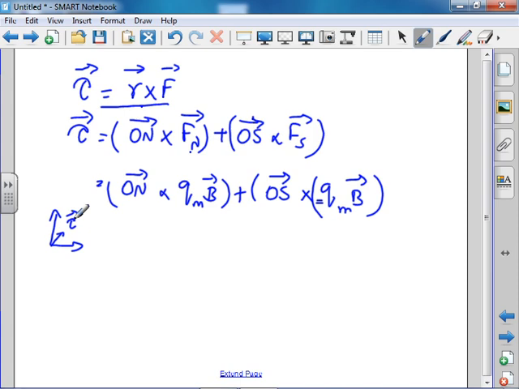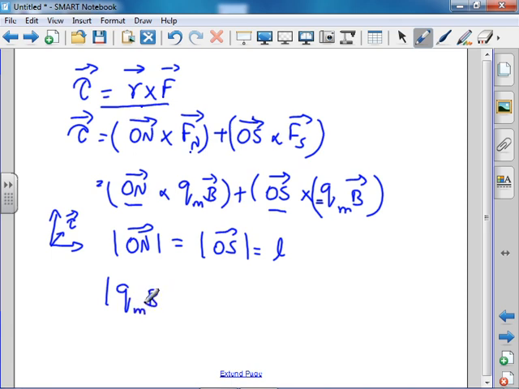Okay. Now let us substitute the values for ON and OS. Magnitude of ON is equal to magnitude of OS is equal to L. And magnitude of QM B is equal to the magnitude of the force experienced by the south pole.